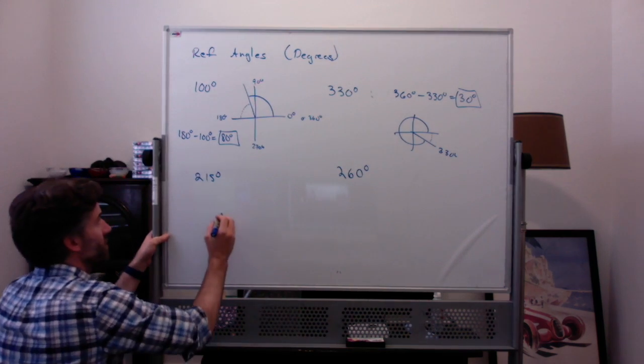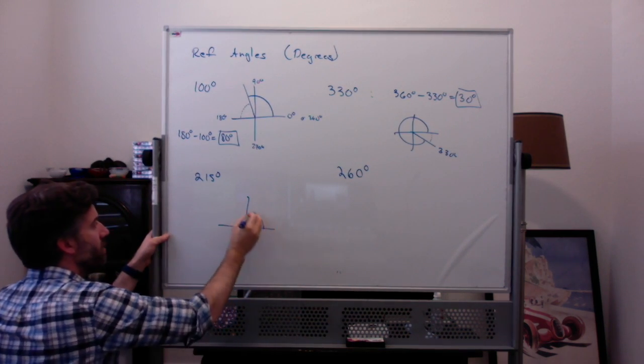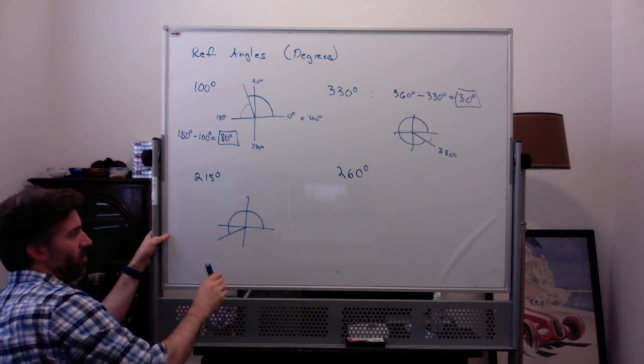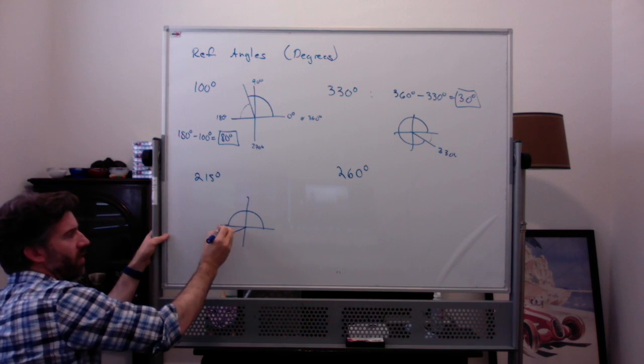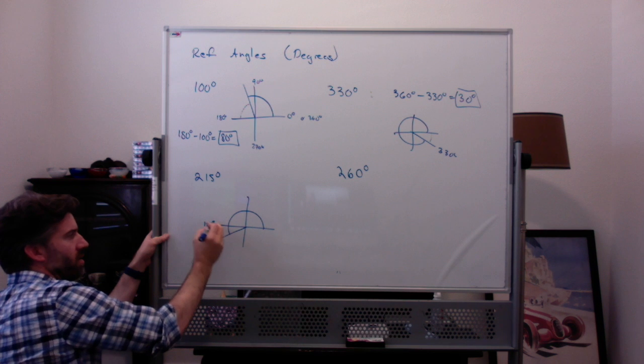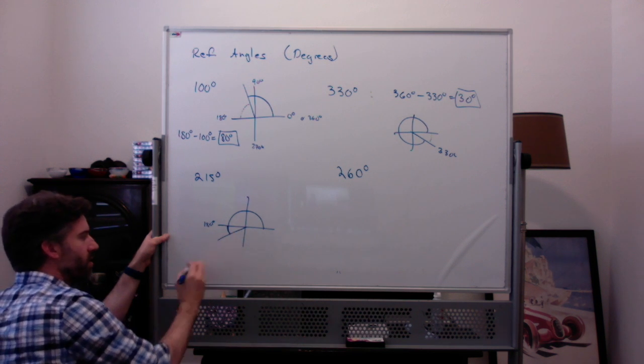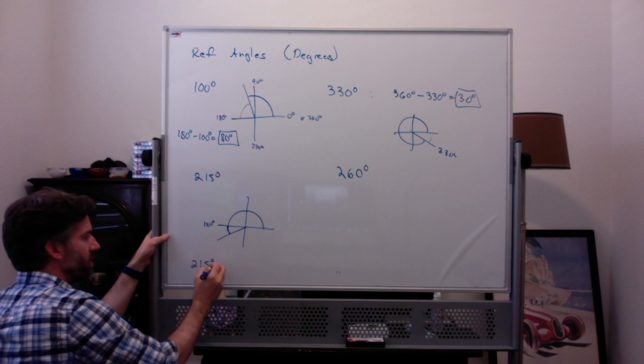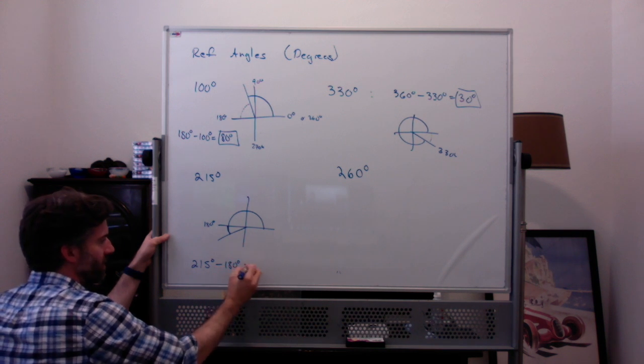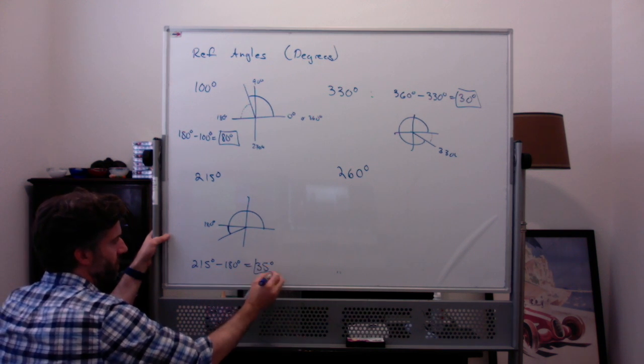215 degrees, so that's in quadrant 3. So I went too far past 180 degrees, so I'm wondering how much over 180. So 215 degrees minus 180 is going to give me 35 degrees.